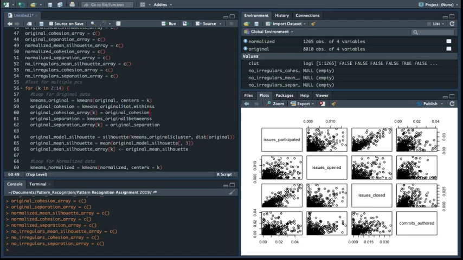I lost my mouse. I don't know why this is happening. Wait a moment. Okay.